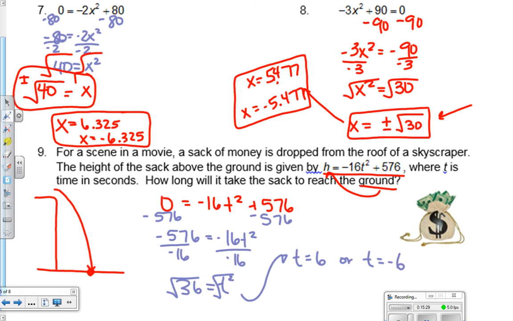Well, if we're talking about a real problem here, how long will it take? It's not going to take negative 6 seconds. It's just going to take positive 6 seconds. Even though both of those are roots on the graph, we're talking about an actual sack of money being dropped from a building. So we want to go with the positive number as our official answer, even though both would be our answer for just the general quadratic.